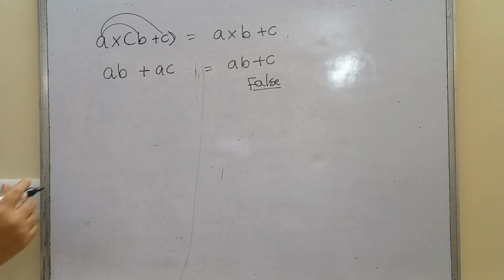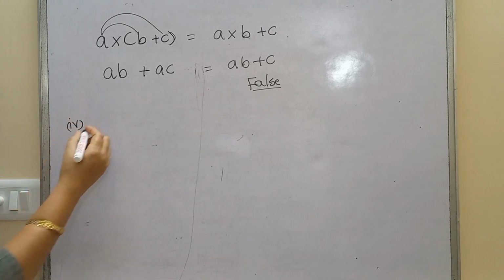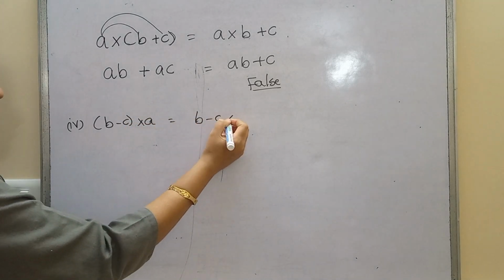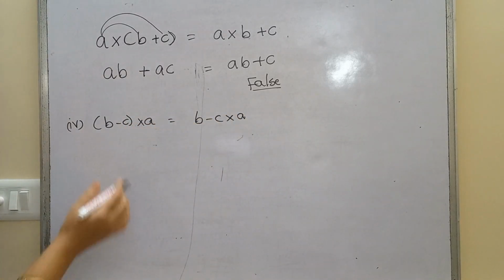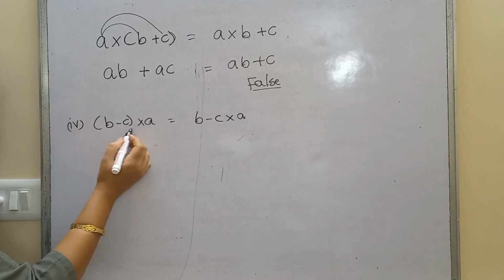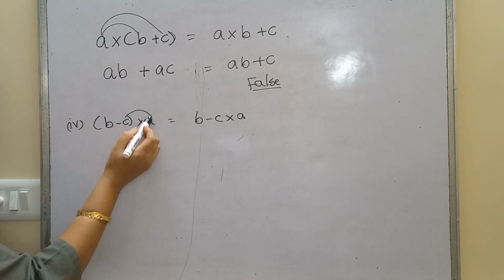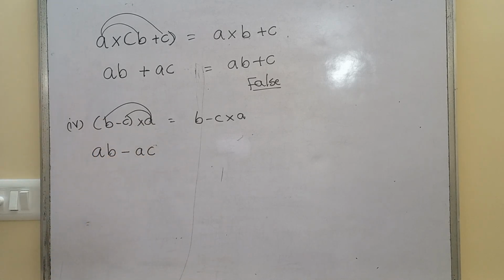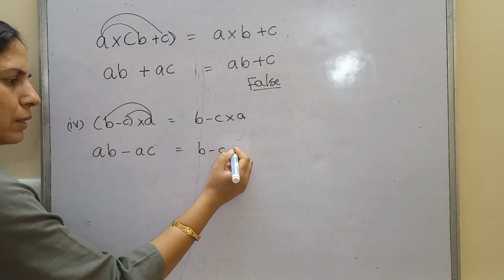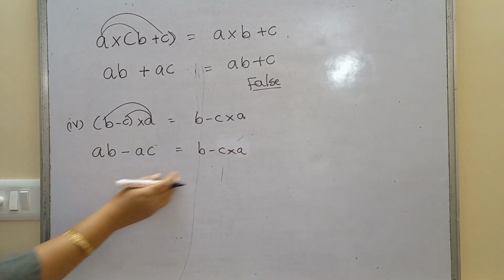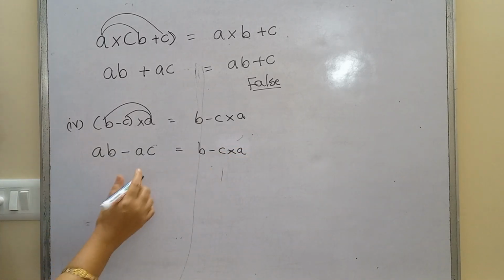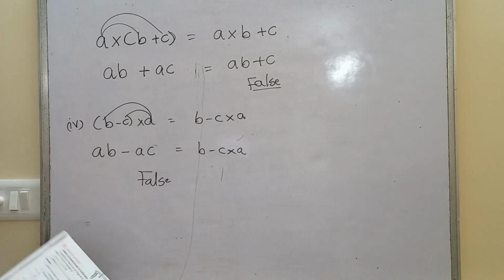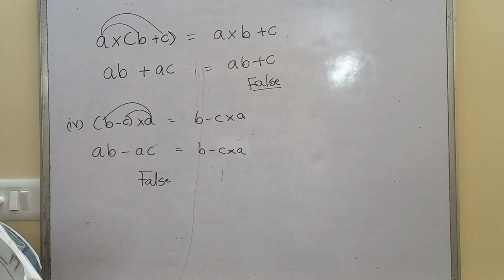Similarly, let's go ahead with the fourth question. It is b minus c into a is equal to b minus c into a. Because we have a bracket here and a number outside, we have to multiply this with both. This becomes ab minus ac, whereas this is only b minus c into a. Do you really feel both are the same? No, they are not. So it is false. So we end up with question 1a here.